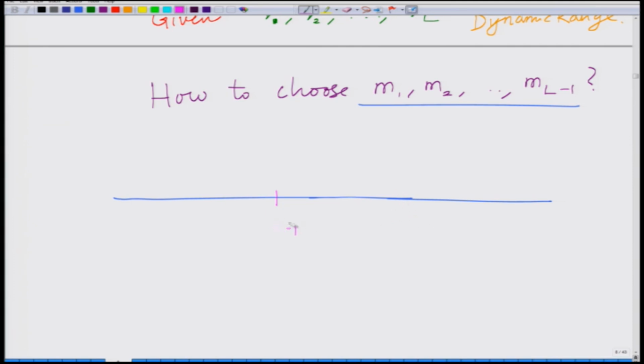Now the scenario is different. We are given nu k, we are given nu k plus 1, and we are going to determine M k. We know that nu k is the quantization level corresponding to M k minus 1 to M k. So, given nu k plus 1, how to choose M k?